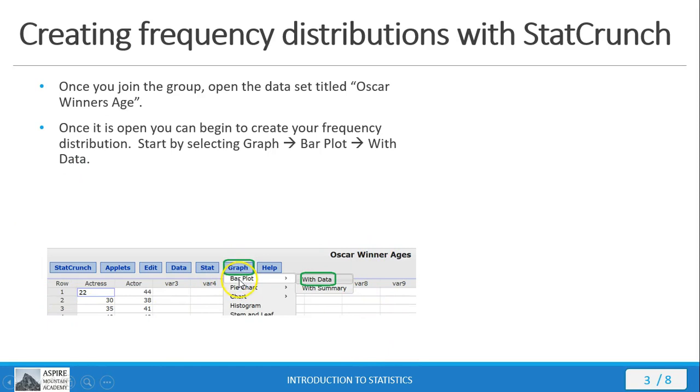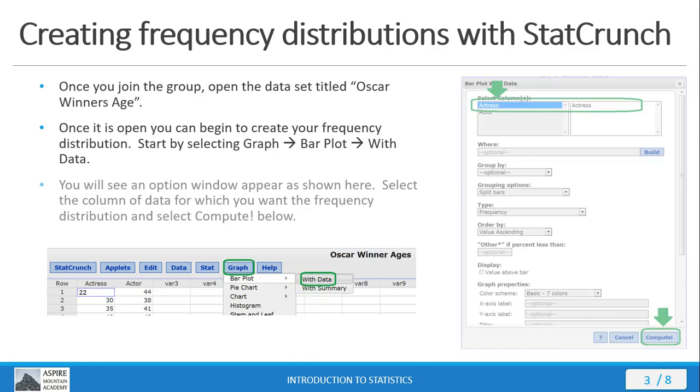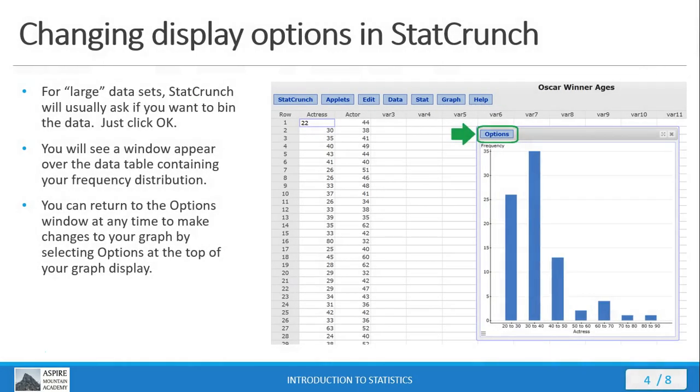Just go to Graph, Bar Plot with Data. You'll then see an options window appear like the one here. Up at the top, select the actress column, since this is where your data is located, and then come down here and click Compute to get your frequency distribution. Now, don't be surprised if you get what looks like an error message. It's just StatCrunch seeing a huge data set and asking you if you really want to go forward. Just click OK. You'll then see a results window like the one you see here containing your frequency distribution.